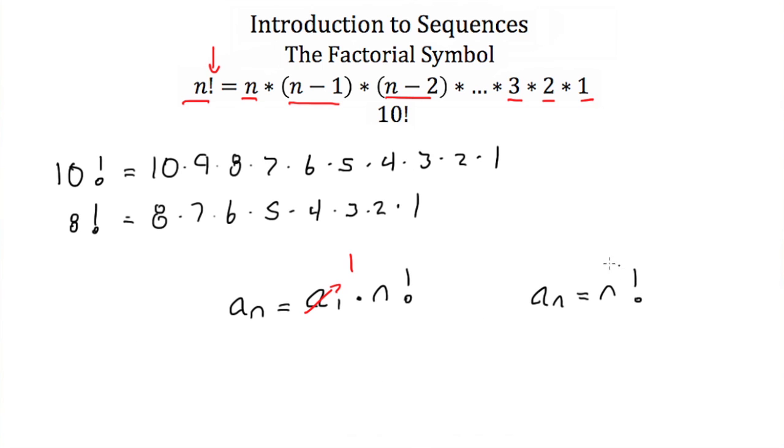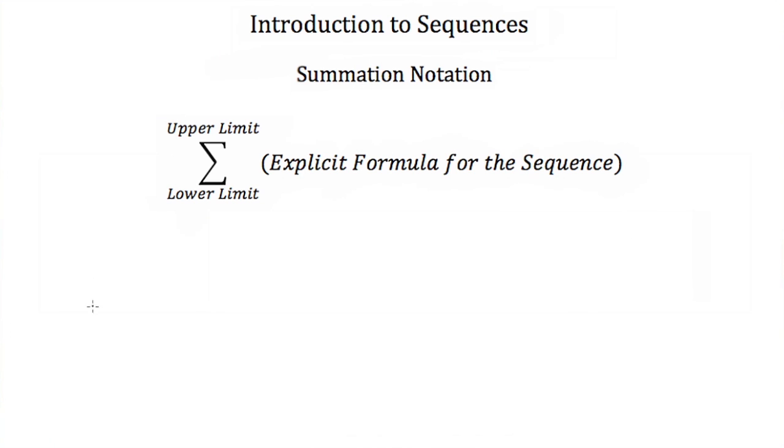So this is the factorial symbol, and sometimes we use it when we're dealing with certain sequences. Another common symbol that you'll see when you deal with sequences is the summation sign. Sometimes we want to add the numbers in our sequence together. When we do that, we call it a series. And when we talk about a series or adding all the values of a sequence together, we use this summation notation.